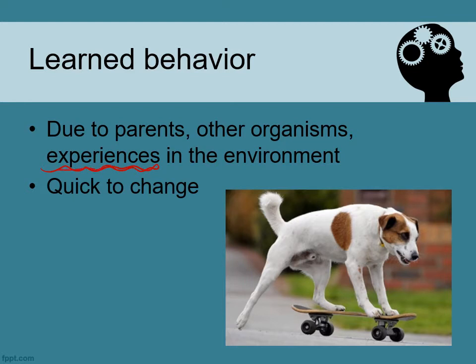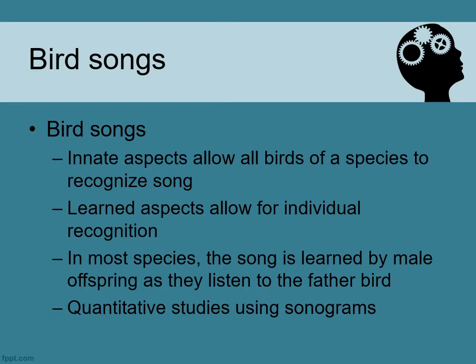All right, so now we're going to flip over to some learned behaviors, and it's all about interactions and experiences in our environment, and these are super quick to change. So those innate behaviors change slowly over time due to evolution. These guys, you learn things crazy fast and you change up those behaviors really, really fast. So one example of a learned behavior that is also innate is bird songs.